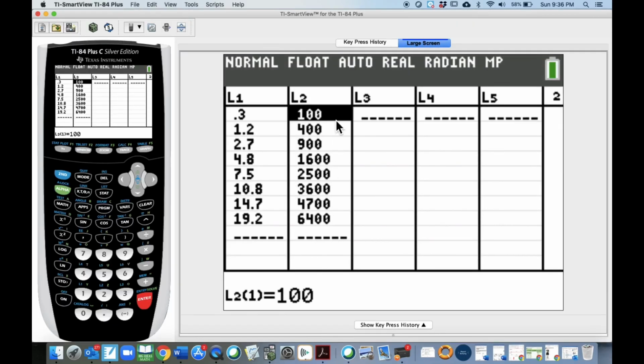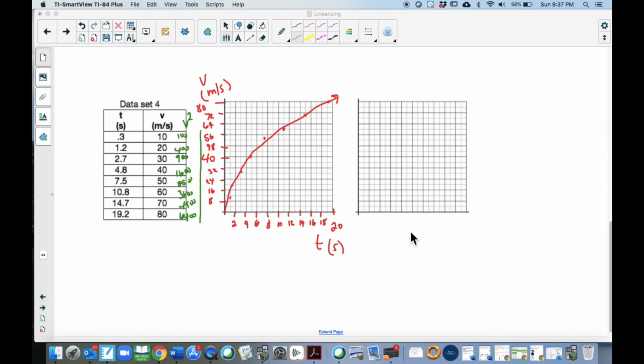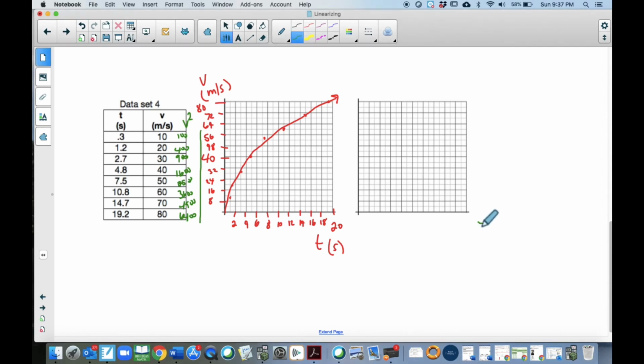So here it is in my calculator. Those are the values you should have in your third column, the one that you've added on to the side for the y values. Now when we graph this, our graph is going to look quite different. Our time did not change at all. So our time is still going to be over here. It's still going to go up to 20, and we are measuring in seconds.